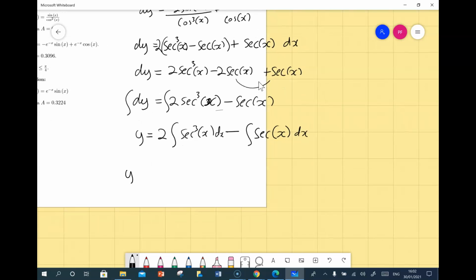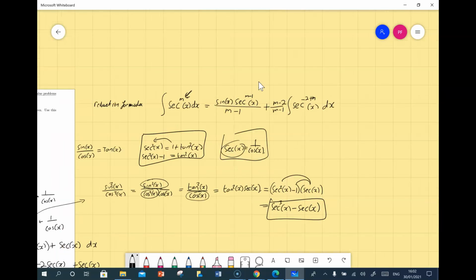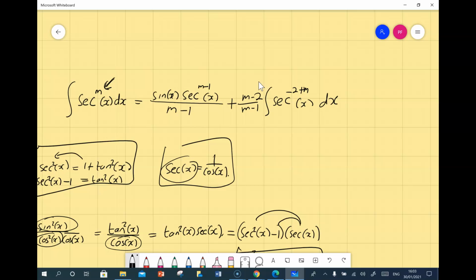Now, this is a killer of an integral here, and essentially it's done by substitution, but it's a long process. So we use a reduction formula. So it's 2 times, and I'm going to do my sec cubed x first. So let's have a look up here at our reduction formula. I've got sec m. Now in this case it's sec cubed x, so my m is 3 here. That would be sine x, sec m minus 1. So m was 3, so m minus 1 is 2, of x, all over m minus 1. m was 3, so 3 minus 1 is 2.